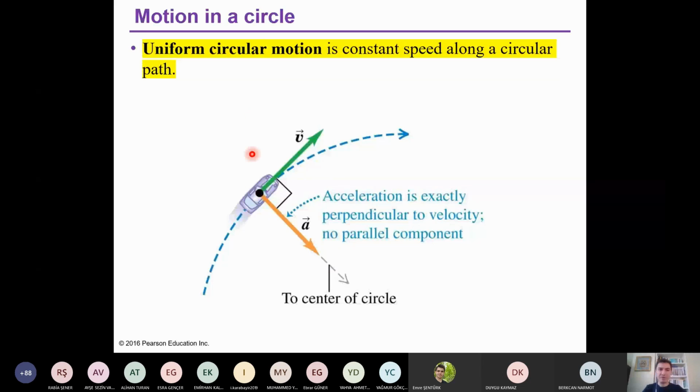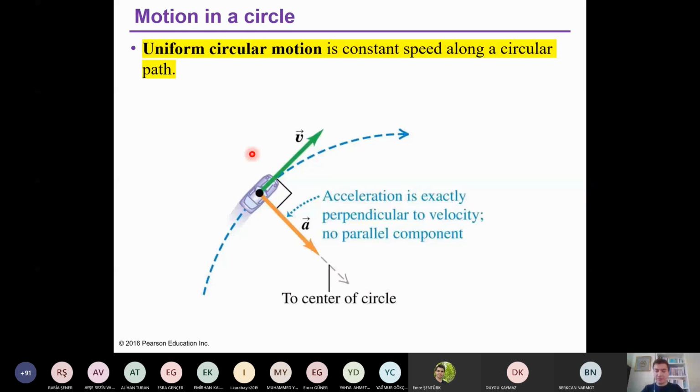Today, let me continue with motion in a circle. We will discuss uniform circular motion and then non-uniform circular motion. We will investigate the difference between circular motion and projectile motion. Finally, we will finish with relative velocity. So today we have three important topics.